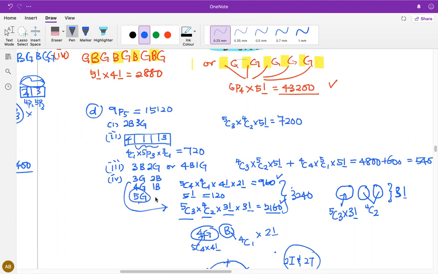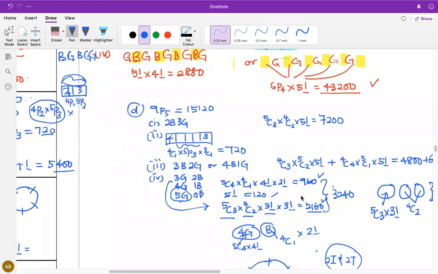So 5 girls, no boys, 0 boys. So 5 girls together, no? That means 5 factorial, 120. So you add all this together is 3240. Okay, so make sure.